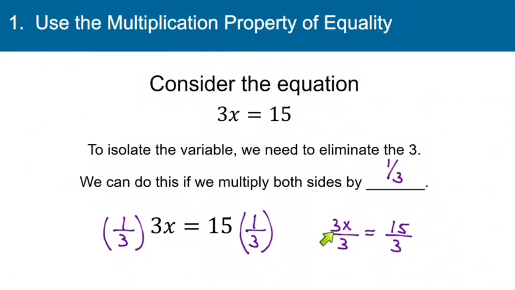Now here 3 divided by 3 is 1. So we just say that these 3's divide out, or sometimes we say cancel out. Over here 15 divided by 3 is 5. So the solution here comes out x equals 5.